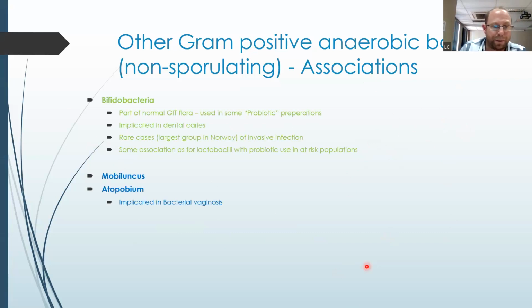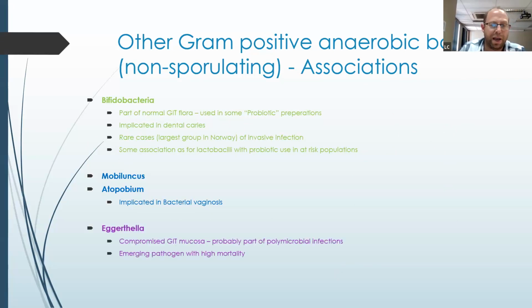Mobiluncus and Atopobium are entities that are implicated in bacterial vaginosis. Eggerthella, which is an interesting name, in a compromised GIT mucosa, probably as part of polymicrobial infections, can cause quite a nasty bacteremia, and it's an emerging pathogen with a high mortality, 40 to 50%. Eubacterium, again, are human oral commensals which have been implicated in human bite wounds, so something to be aware of.